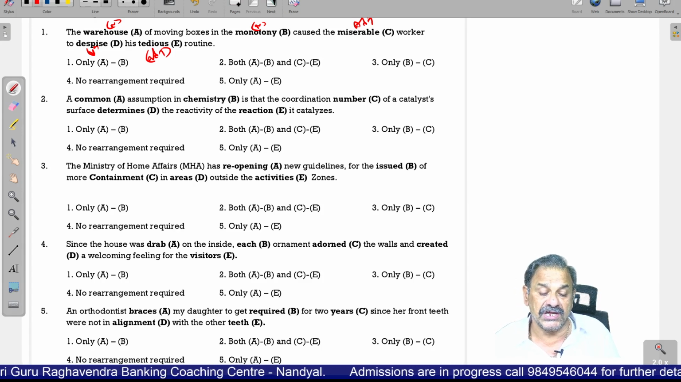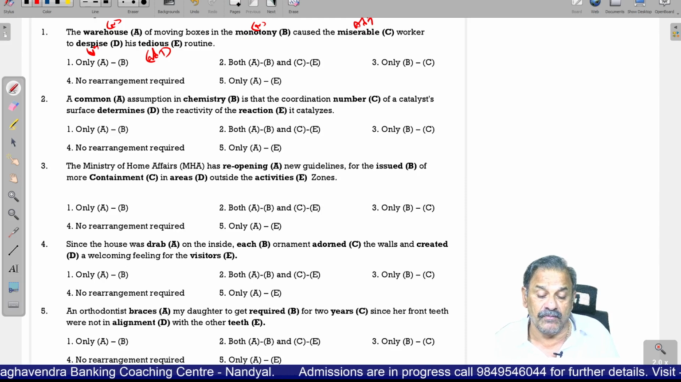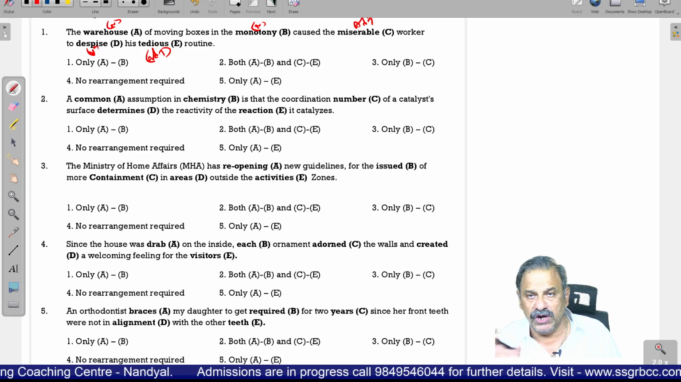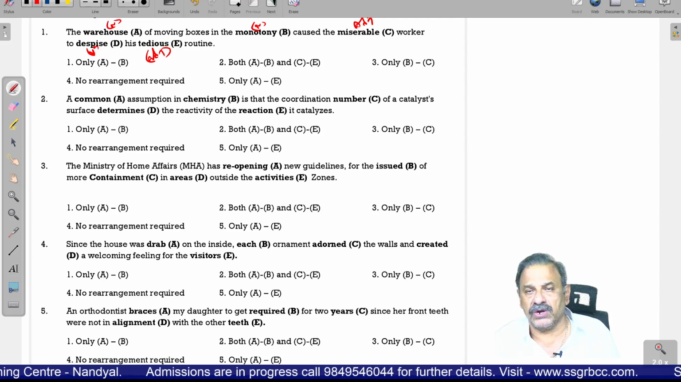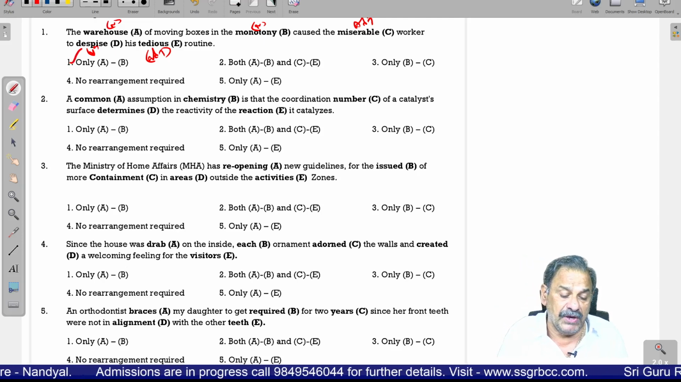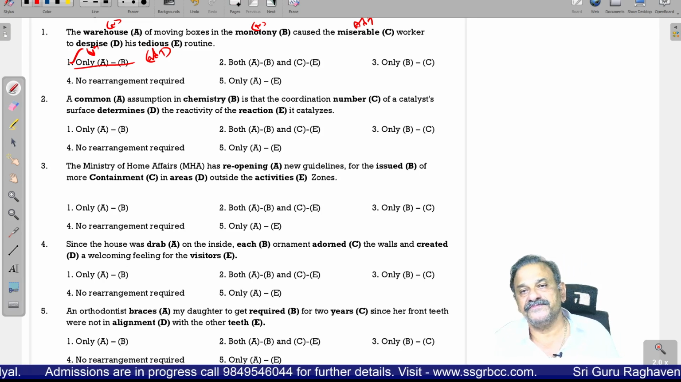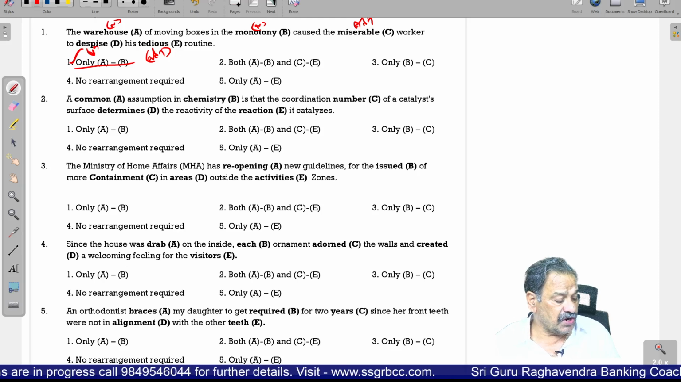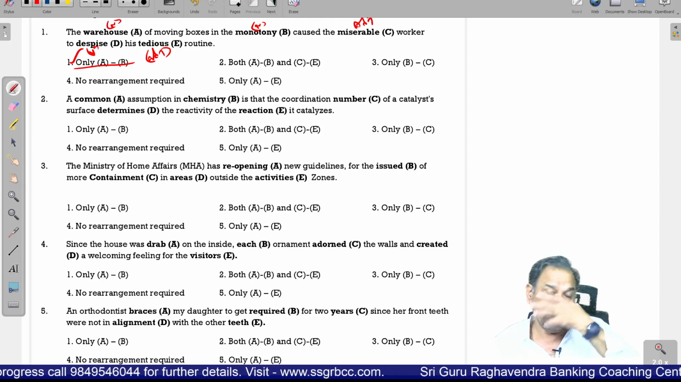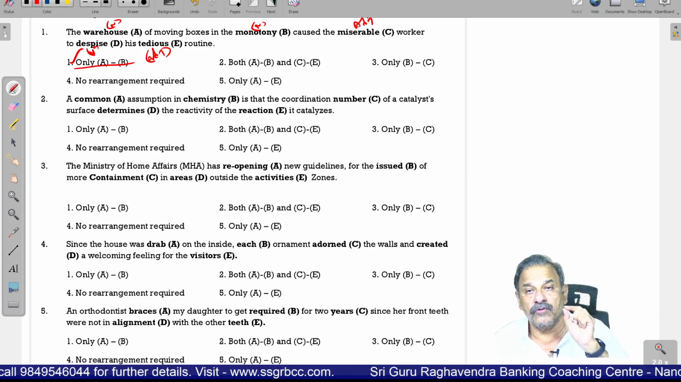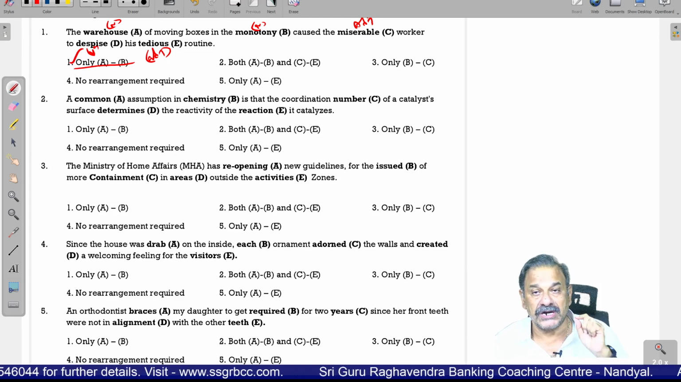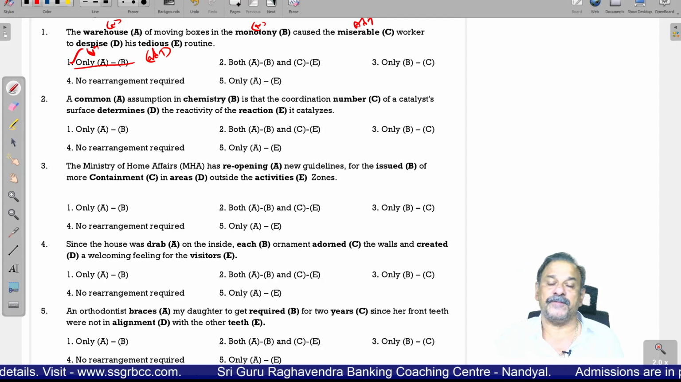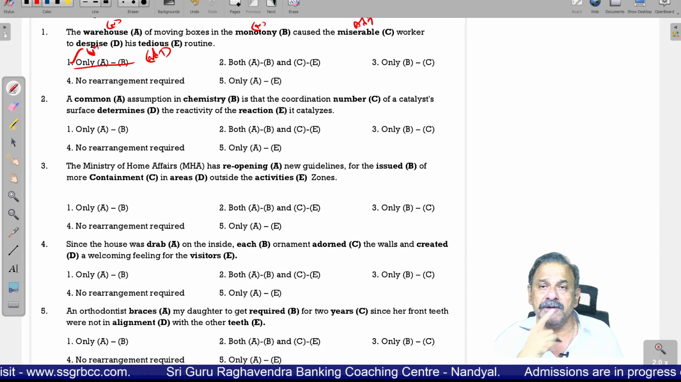Only the thing is, the monotony of moving boxes, where in the warehouse, where we are going to move the boxes in the warehouse. So definitely A, B must be interchanged. Choice 1 is the answer. For this, you have to identify the quality of the noun. What type of quality it is. In parts of speech, what it is. You have to decide. Then it is very easy to identify the swapping.